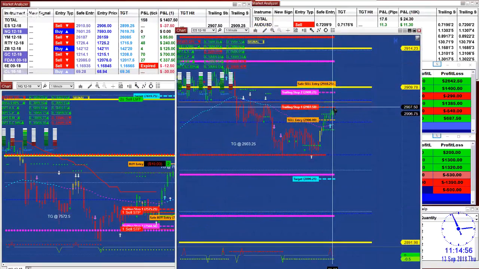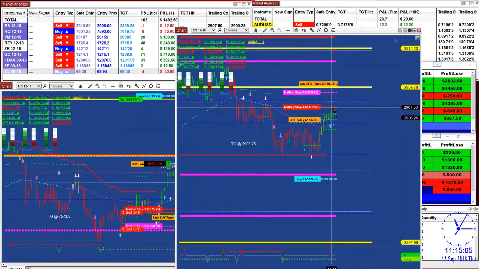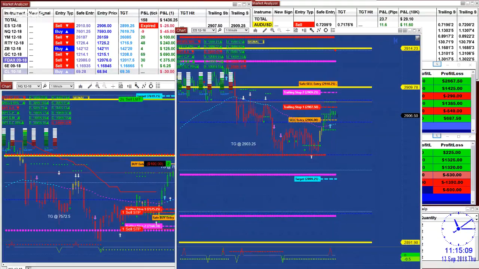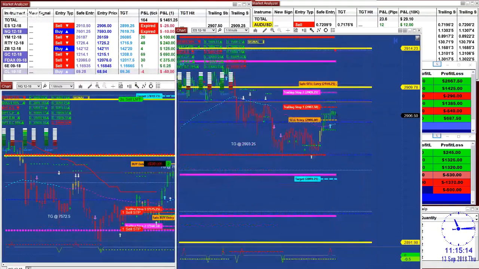This is your auto trade trailing stop. This is the first resistance line, and this is your second resistance line. So the ES is failing to do that. That is causing the YM to stop, but it's about to break. That's why we didn't get the signal right away on the YM.